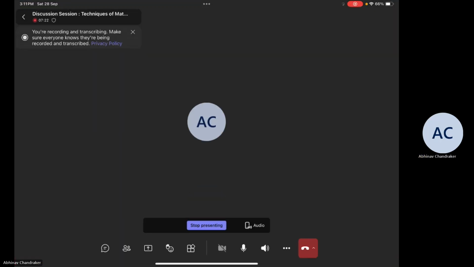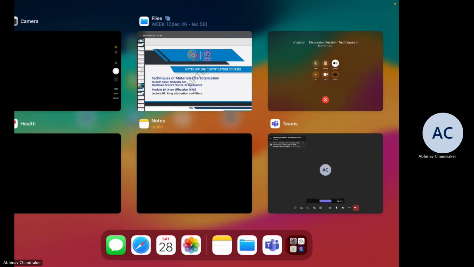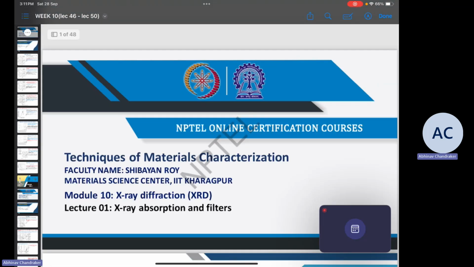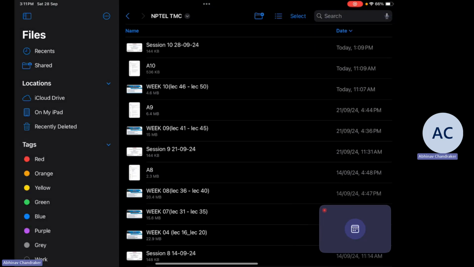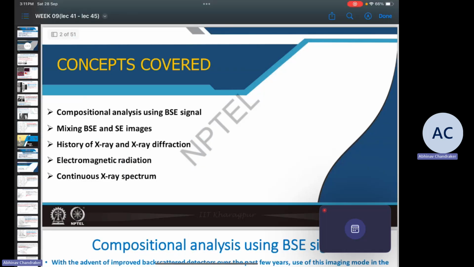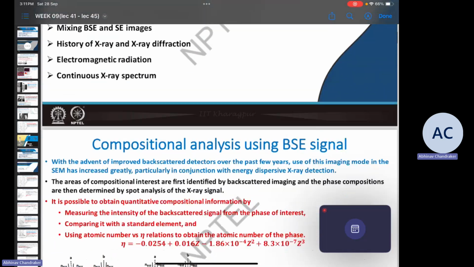So today we'll discuss the contents of module 10, which will be on X-ray diffraction. In the previous module, we had started on X-ray diffraction. I'll quickly go through the topics which we discussed.